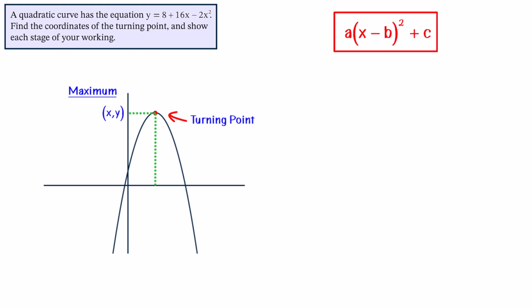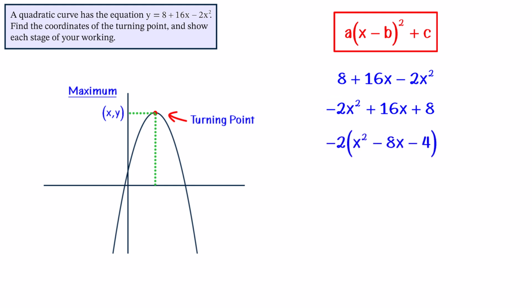So first, let's rearrange this quadratic expression so that the x squared term is at the front, followed by the x term, and then the constant term. So we have minus 2x squared plus 16x plus 8. Now, before we can complete the square, we want the number in front of the x squared term, or coefficient, to be equal to 1. So take out minus 2 as a factor to give minus 2 multiplied by x squared minus 8x minus 4.